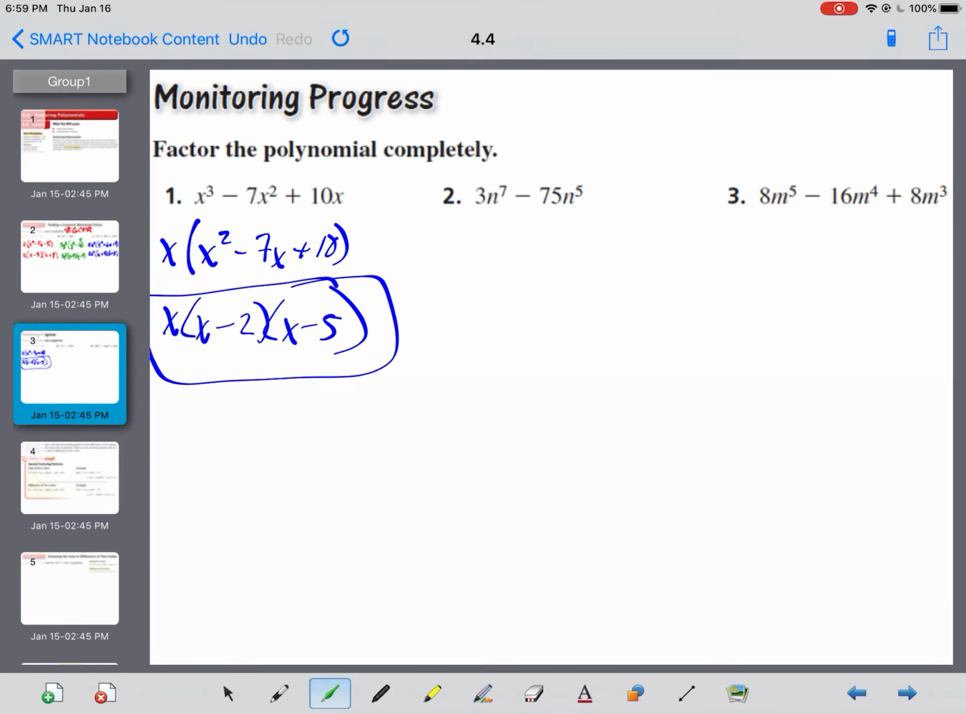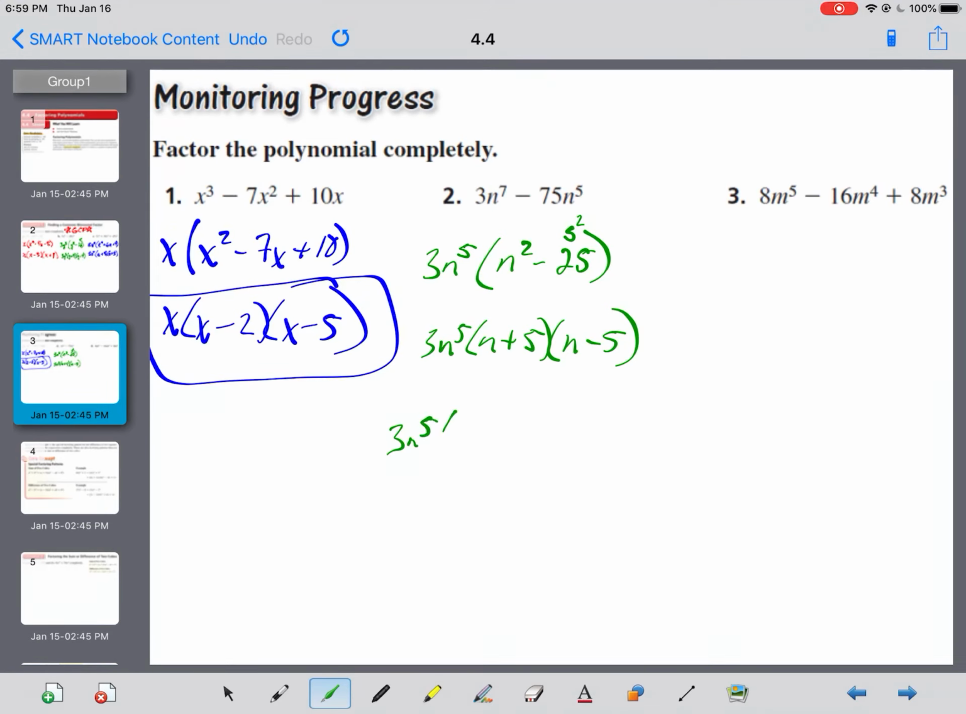3n to the 7th minus 75n to the 5th. So I'm going to pull out 3n to the 5th. That leaves me with n squared minus 25, since 3 goes into 75 25 times. That's the difference of squares. I could do it as 5 squared. So 3n to the 5th, n, 5, and n, 5. One's plus, one's minus. That's the pattern with difference of squares.